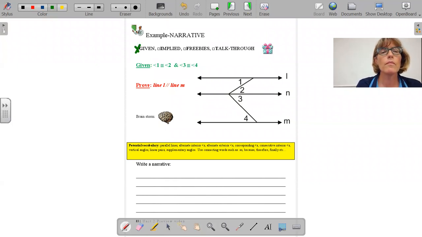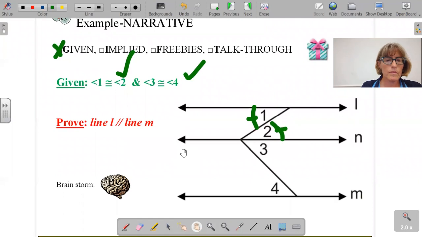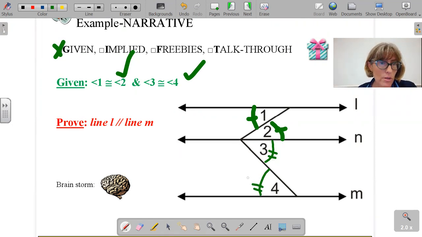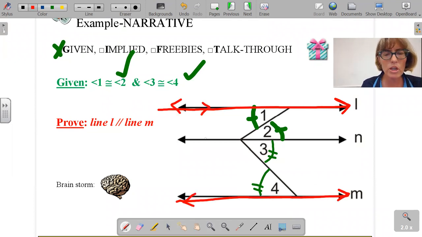Given. We are given 1 and 2 are congruent. We are also given 3 and 4 are congruent. Knowing this, your ambition is to explain how you know that therefore line L and line M, knowing this information, are parallel. How do you know that's true?